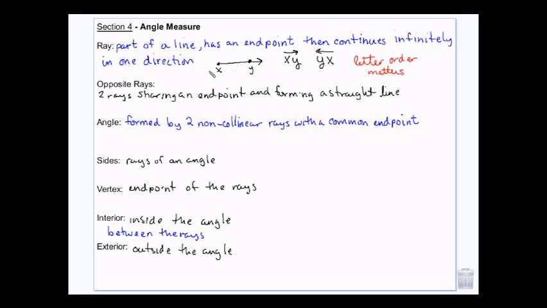Okay. Opposite rays are when you get two rays forming a straight line, like that. So I have two rays, but they make a straight line. And then an angle is formed when you have two rays that don't make a straight line, but they share a common end point. So anything like this or like that. It could be almost a straight line, but it's not.